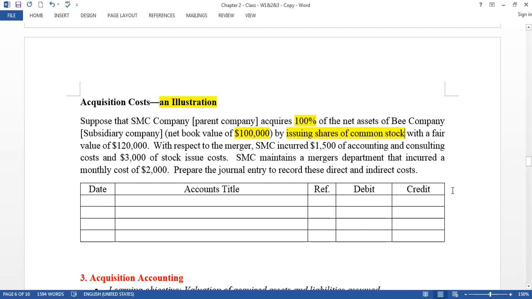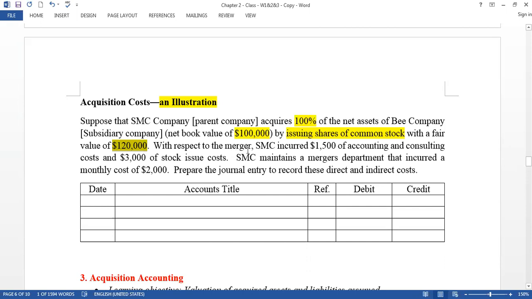You are the parent company, you want to buy a subsidiary company, and the book value of the subsidiary company is $100,000. Now you are not going to pay cash, you are going to give them your common stock. And your common stock market price is $120,000. That means you are going to pay them more, right? Book value is $100,000, but the shares you issue, their value is 120.